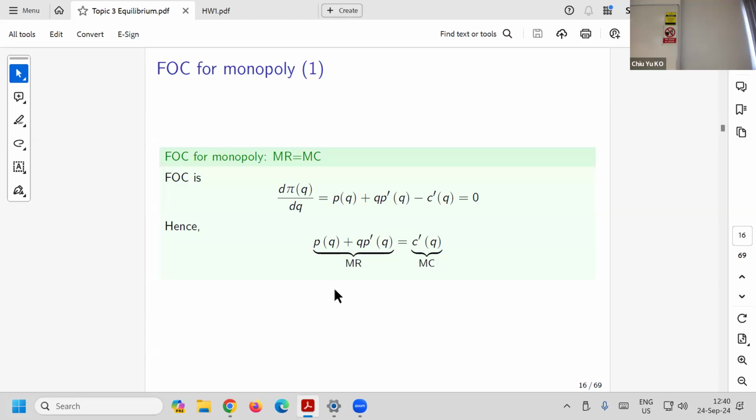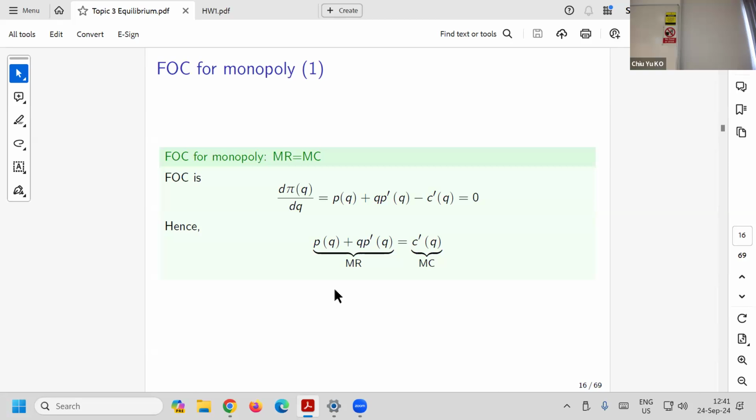There's some explanation here. The first term is what you get if you try to produce one more unit. The right hand side first is how much it costs you, the additional cost. And this first term is, if you produce one more unit, you sell at the same price. Suppose you can sell at the same price, this is what you would get. But the problem is the demand is downward sloping, so in that case this is negative.